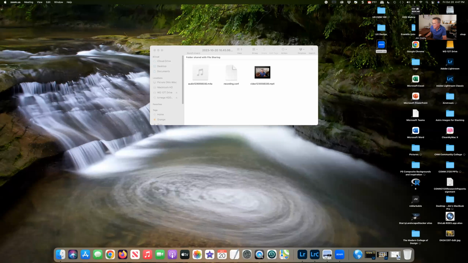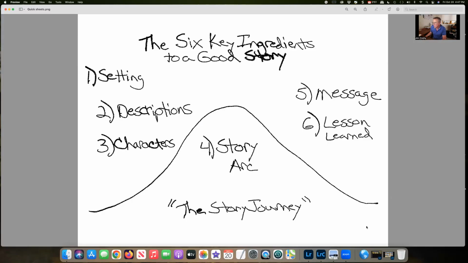So I wanted to talk about what goes into a good story so that you can identify those elements and apply them to crafting your own story. All good stories include 6 key ingredients, okay? So the setting, the descriptions, characters, story arc, message, and lesson learned. So I'm going to share my screen a little bit here and bring that up. And here's a little diagram to help. Okay, the 6 ingredients to a good story. We have setting, descriptions, characters, story arc, message, lesson learned.